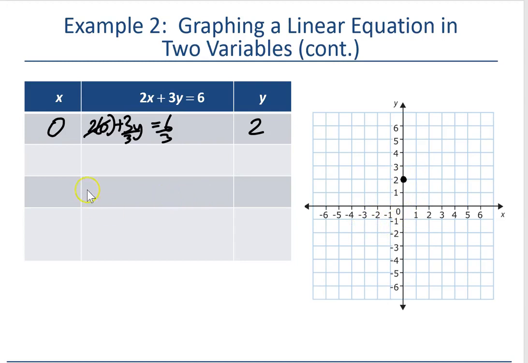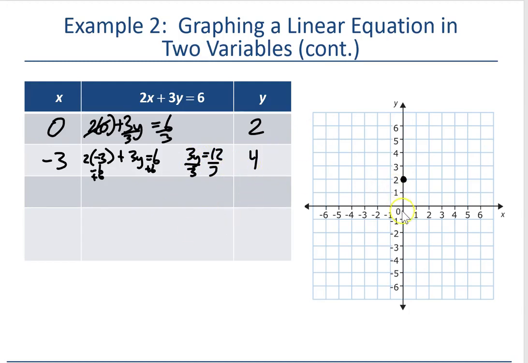How about, let's do -3. Okay, we'll put in -3. So that gives me 2 times -3 plus 3y equals 6. 2 times -3 is going to give me -6, so that's -6 plus 3y equals 6. Since I have -6, let's add 6 over here, and then we're going to add 6 over here. That's going to give me 3y equals 12. Then I can divide off 3, and notice 12 divided by 3 is going to give me 4.